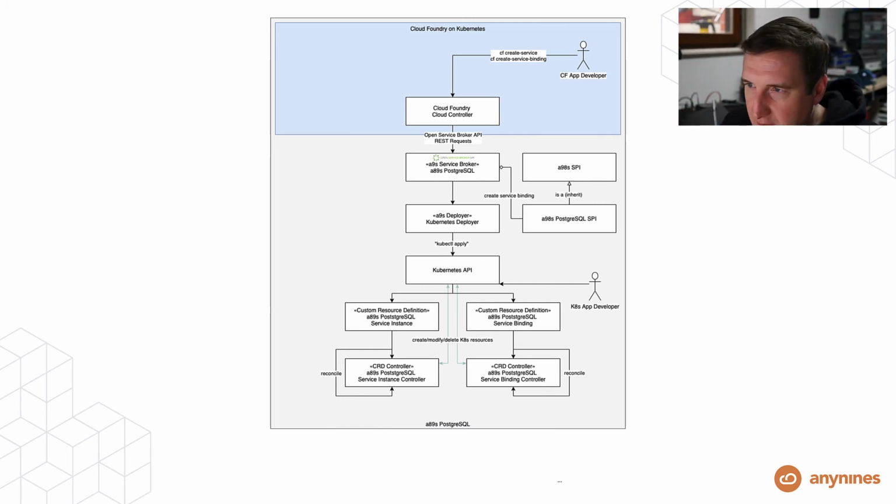Now, in this architecture, a Kubernetes app developer can use those custom resources directly without the service broker API and manage Postgres instances without a Cloud Foundry. This would be necessary and useful if there is no Cloud Foundry in a certain Kubernetes environment, for example. And still, the service broker can beautifully integrate the operators into a Cloud Foundry.